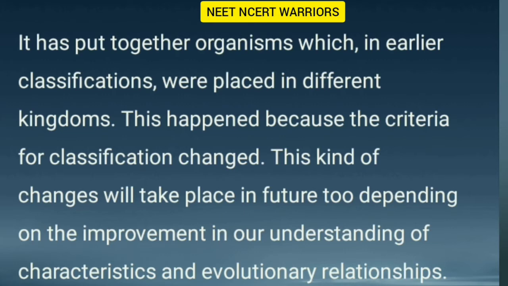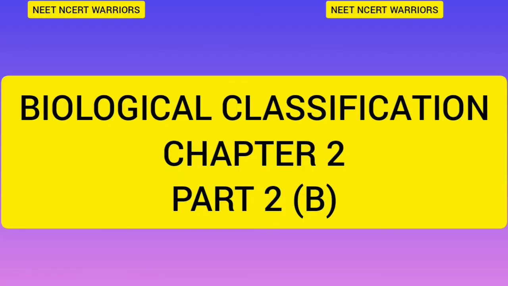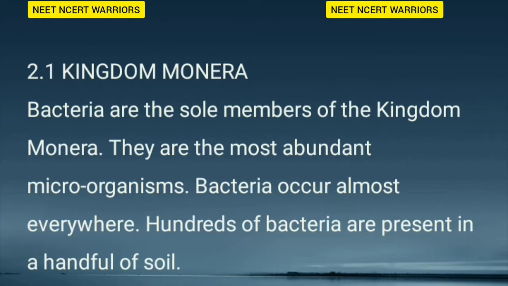This kind of change will take place in future too, depending on the improvement in our understanding of characteristics and evolutionary relationships. Over time, an attempt has been made to evolve a classification system which reflects not only the morphological, physiological and reproductive similarities, but is also phylogenetic, that is, based on evolutionary relationships. In this chapter, we will study characteristics of kingdom Monera, Protista, and Fungi of the Whittaker system of classification. The kingdoms Plantae and Animalia, commonly referred to as plant and animal kingdoms respectively, will be dealt with separately in chapters 3 and 4. Topic: Kingdom Monera.